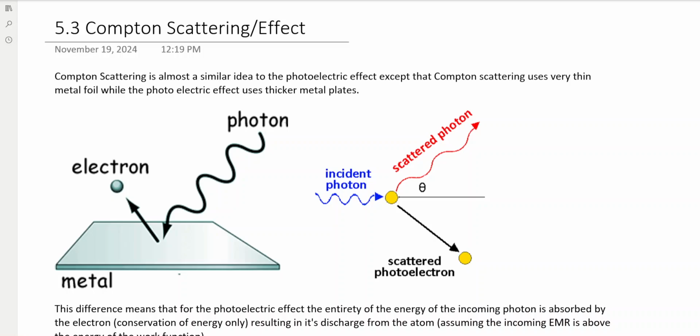Hello and welcome to my video, lesson 5.3 on Compton scattering, or the Compton effect. Compton scattering is very similar to the photoelectric effect, except that Compton scattering uses very thin metal foil, while the photoelectric effect uses thicker metal plates. And so here's the photoelectric effect.